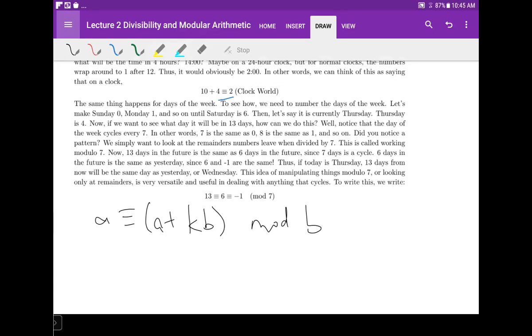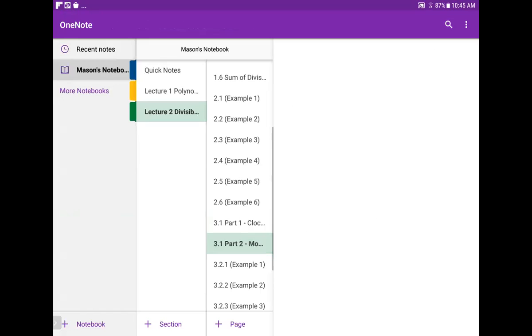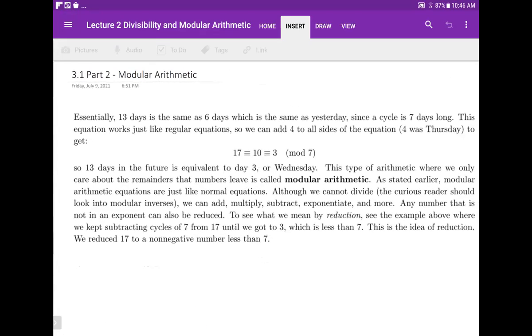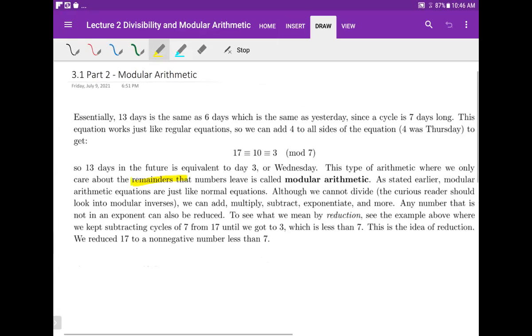And this concept can be used for any arbitrary integers, right? And this entire practice is called modular arithmetic. This type of arithmetic where we only care about the remainders, right? So the key here is to understand that remainders are key when we do modular arithmetic. We don't care about the quotient, we just care about the remainder, right?